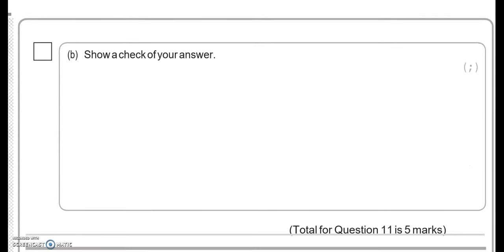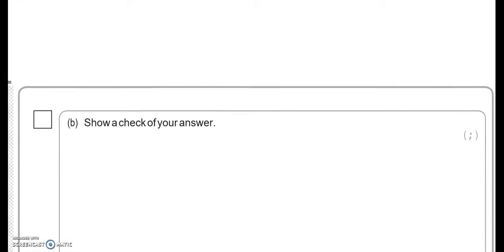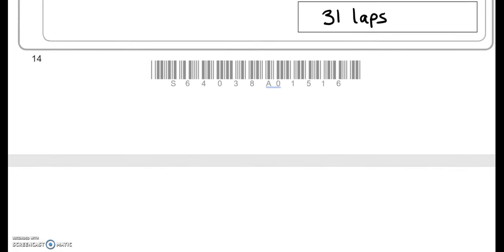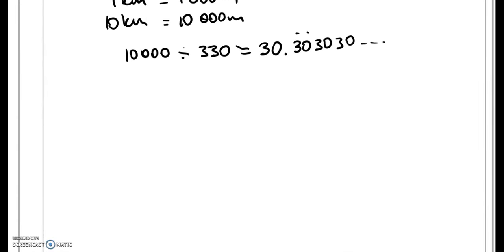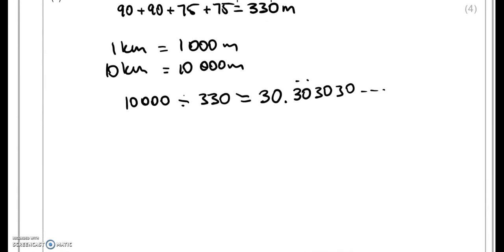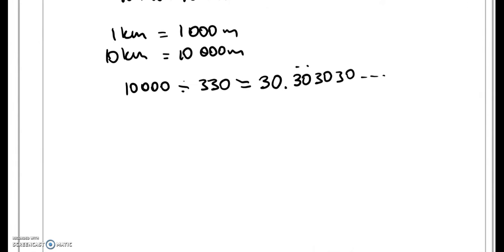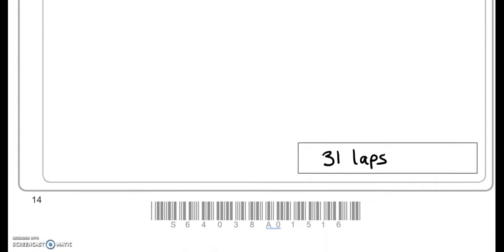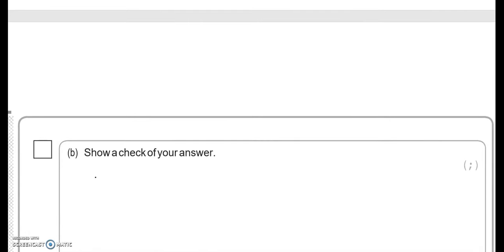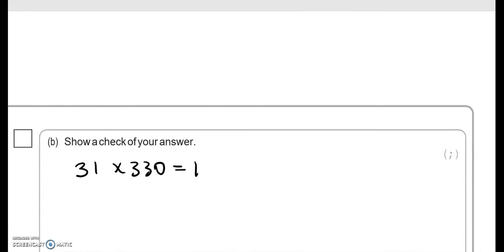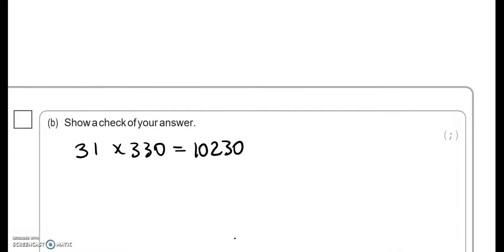Show a check for your answer. So we could use estimation in here, or do the opposite. So 31 times 330, does it give us about 10,000? And this is the end of the paper.